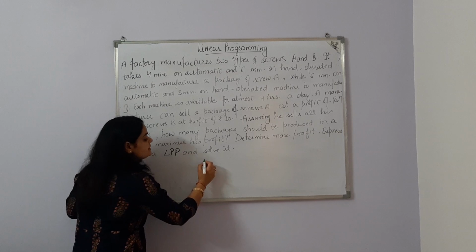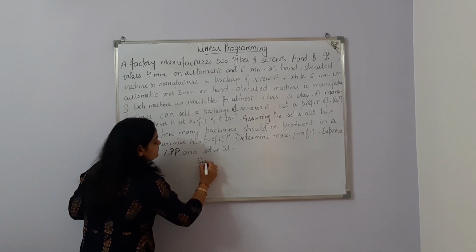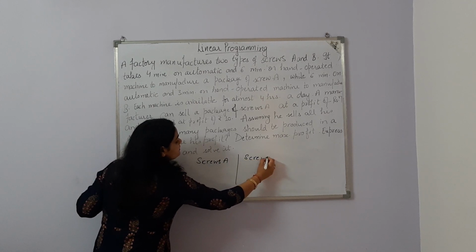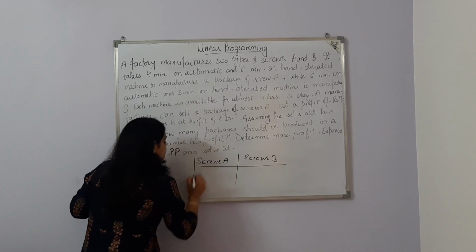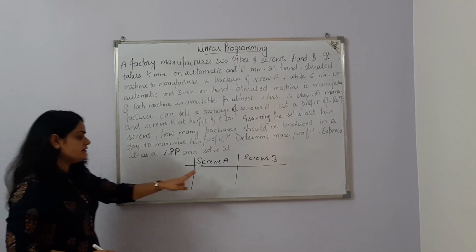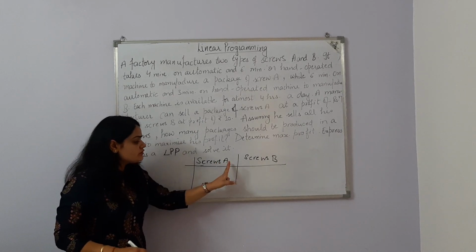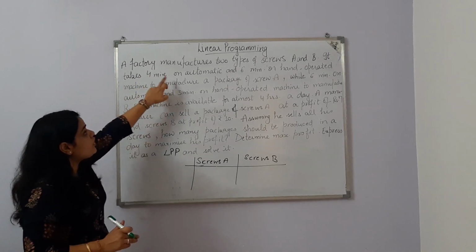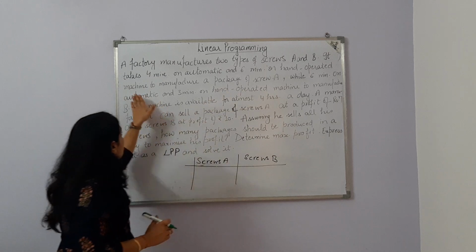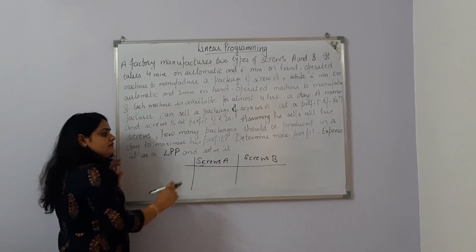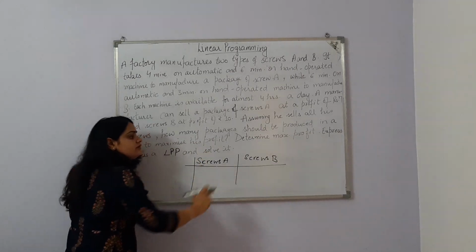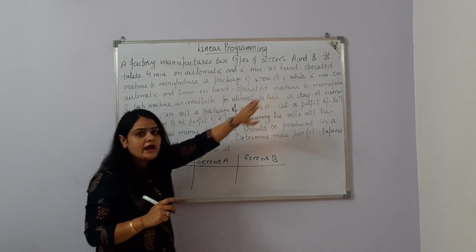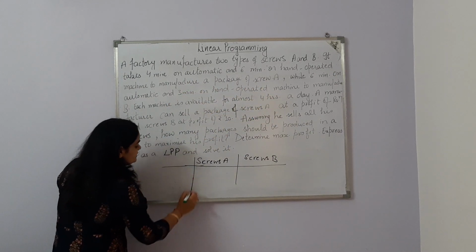We will draw a table: screws A and screws B. This is the situation given to us: the company is manufacturing two types of screws. The first type is A and the second type is B. Now it takes 4 minutes on automatic and 6 minutes on hand operated machines. It means to manufacture screw A or screw B, there are two types of machines available. One is an automatic machine, another is a hand operated machine.